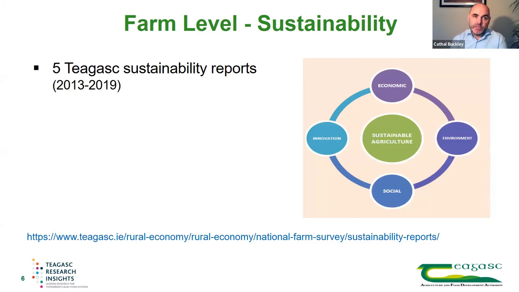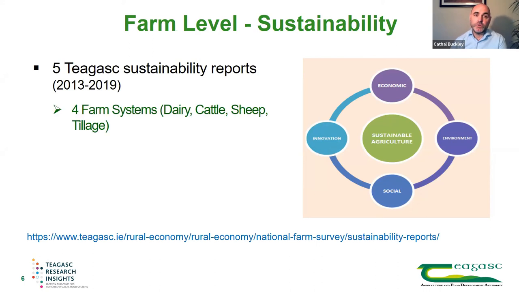Okay, so since about 2013, we in Teagasc have been looking at publishing sustainability data on farms. We've published 5 sustainability reports, and the link to the 5 reports is in the blue at the bottom. Generally, we reported on these farms across 4 dimensions: economic sustainability, environmental sustainability, social, and innovation. And we've done so across the 4 main farm types: dairy farms, cattle farms, sheep farms, and tillage farms.